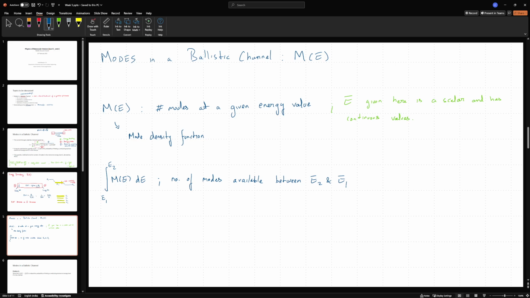Now the number of modes multiplied by the probability of finding electrons in those modes will tell me conduction is occurring, because any electron present in the channel above the equilibrium energy level, which we shall see, is going to take part in conduction. So those are the energy levels I shall be interested in for this integration. And therefore the integral from E1 to E2 of M of E f of E dE should give me an idea of the number of electrons taking part in conduction.